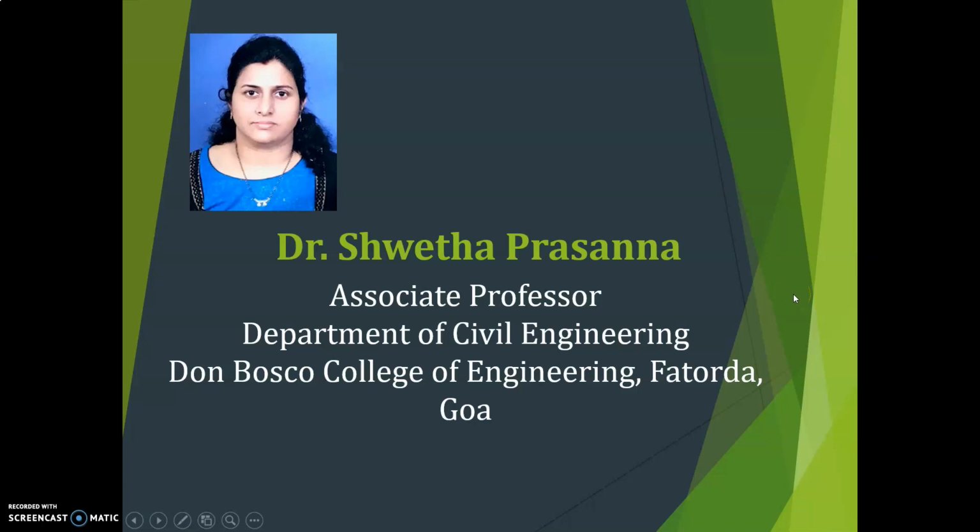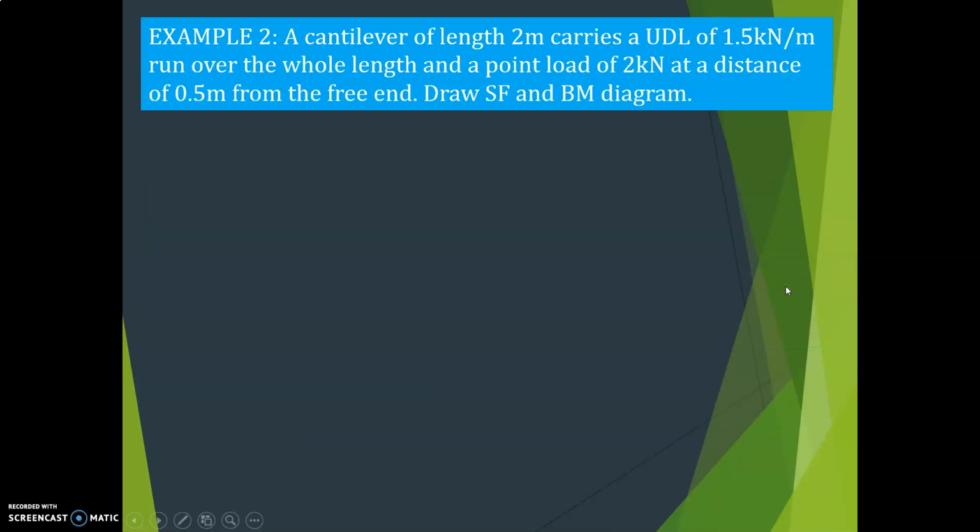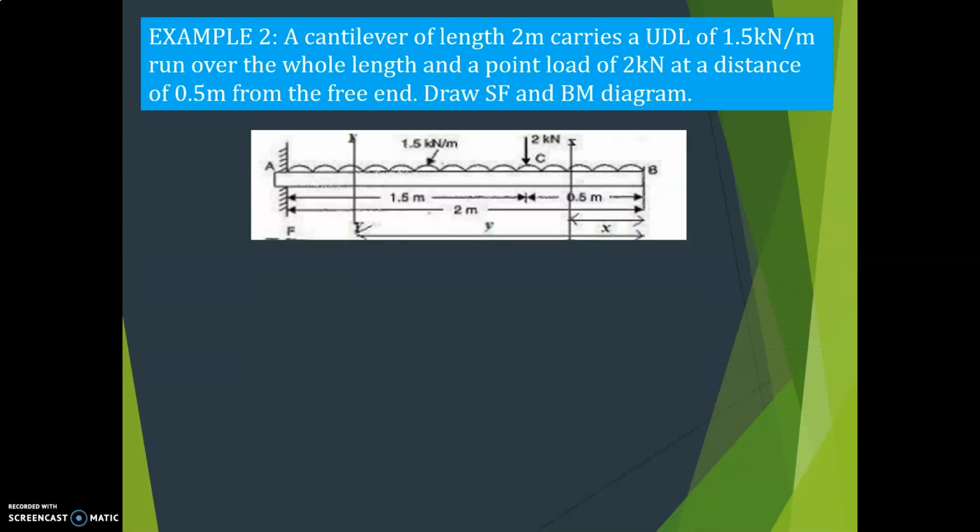Hello, my dear students. Let us take one more example. A cantilever of length 2 meter carries a UDL of 1 Newton per meter run over the whole length and a point load of 2 kilonewton at a distance of 0.5 meter from the free end. Draw SF and BM diagram.